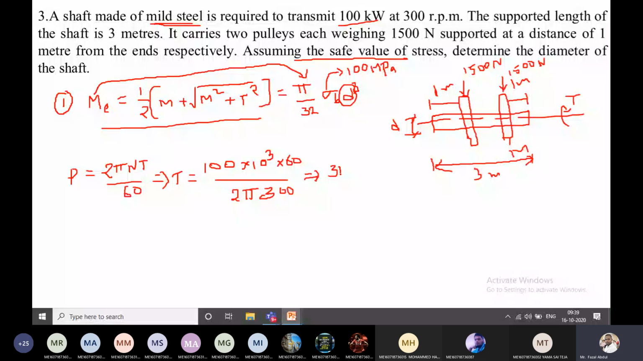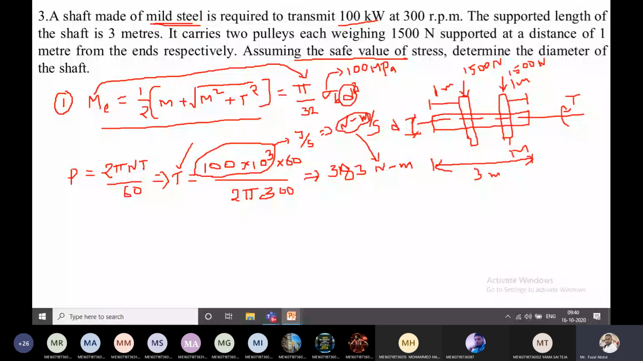Because see the units of power. What is the unit of power here? Kilowatts. That kilowatts I am writing in terms of watts. Watts means joules per second, or Newton meter per second. Joules means Newton meter. I am writing directly, Newton meter represents the torque. When you want to convert it, after getting the answer in Newton meter, convert it into Newton mm.